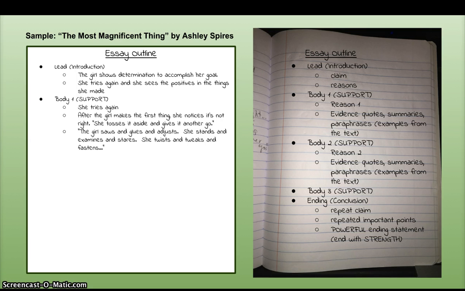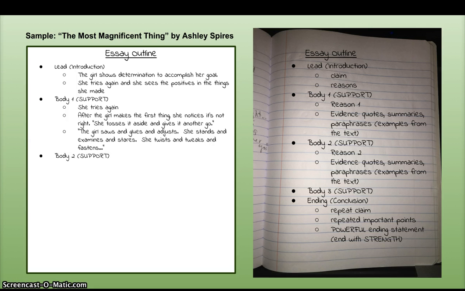Notice I have my ellipses there to show that this quote continues, but this is enough proof right now to show that she tried lots and lots of different ways to keep trying and not giving up. Okay, so that's my body 1, my first support paragraph, talking about my first reason. But I can't stop there. I need to make sure my reader really does know that I know what I'm talking about.